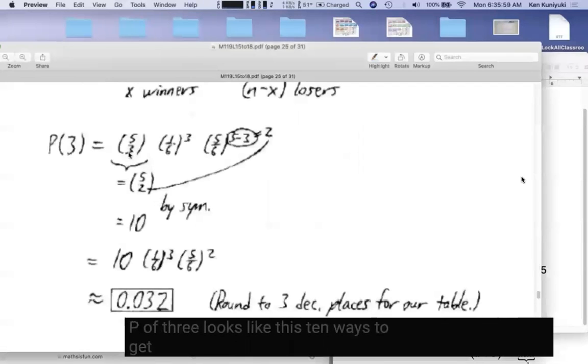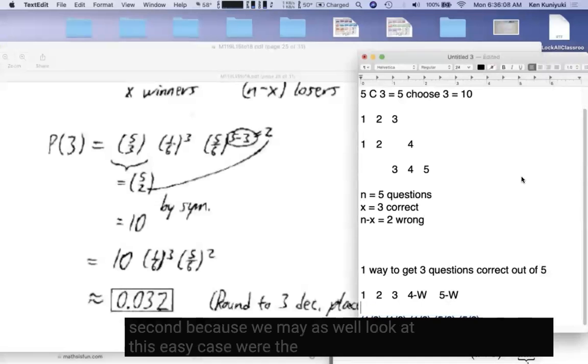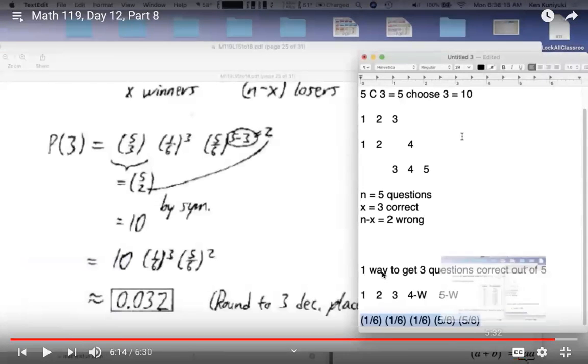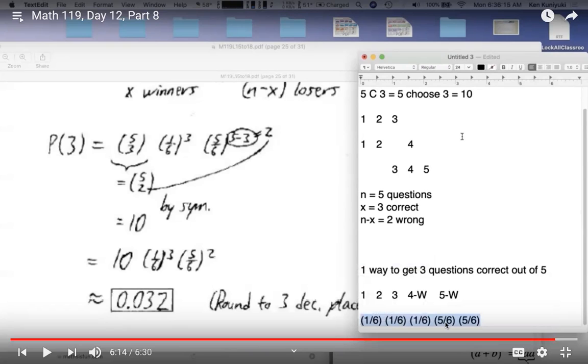Hence, P of 3 looks like this. 10 ways to get 3 questions correct out of 5. 1/6 to the third, 5/6 to the second. Because we may as well look at this easy case where the 3 questions you get correct are the first 3. But it's the same probability for all 10 ways of getting it. So 10 times this. Here's the probability of getting correct, correct, correct, wrong, wrong. All right. 1/6 to the third times 5/6 to the second.